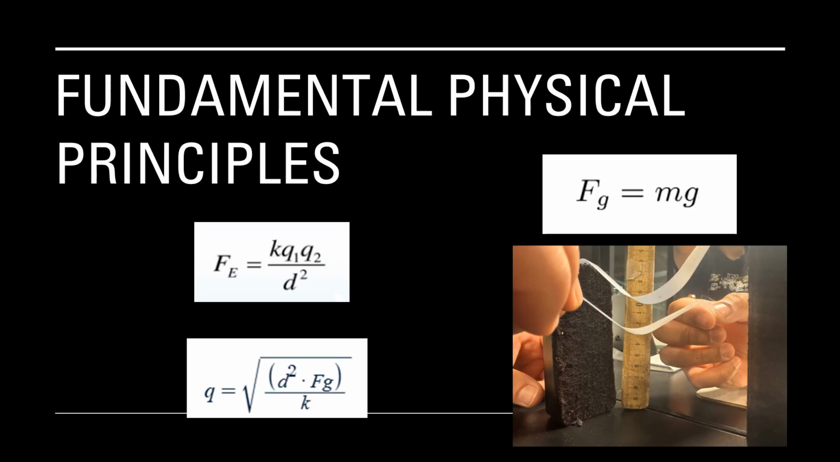Fundamental physical principles. We have the electrostatic force and the force of gravity, and we set these two equal to each other to figure out Q, the charge. Another important physical principle is the idea of superposition. This is the idea that the electric fields aren't affected by each other, but instead their vector quantities are summed together to get a new resulting net electric field.